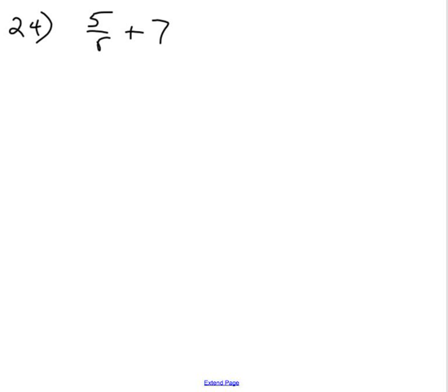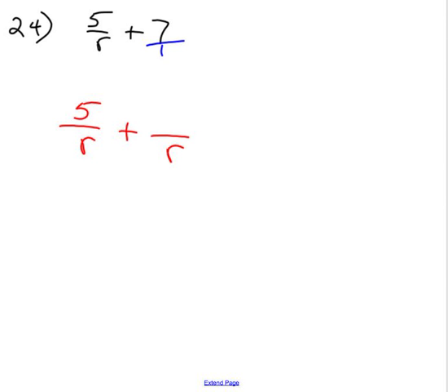Number 24, now we are adding. When you add or subtract fractions, you have to have a common denominator. That's why we talked about the LCMs. Right now, my common denominator isn't there. I cannot add 5 over r plus 7 the way it's written. There are 2 fractions, so what would the common denominator be? The least common multiple of r and 1 is r. I need to write fractions that have r as the denominator.